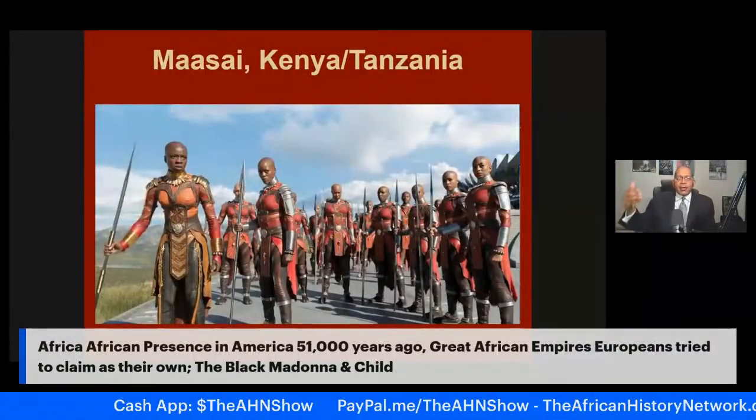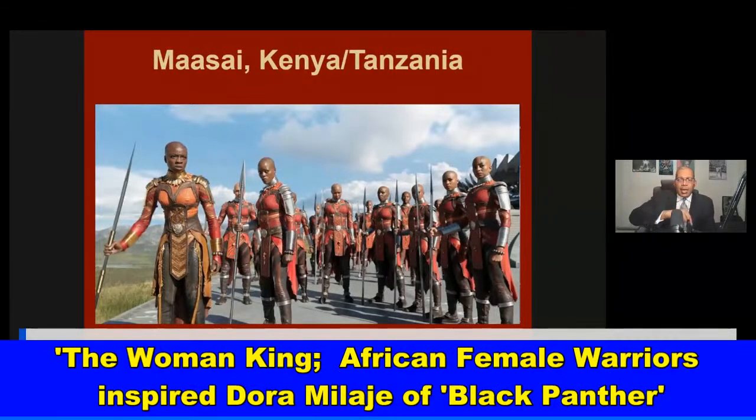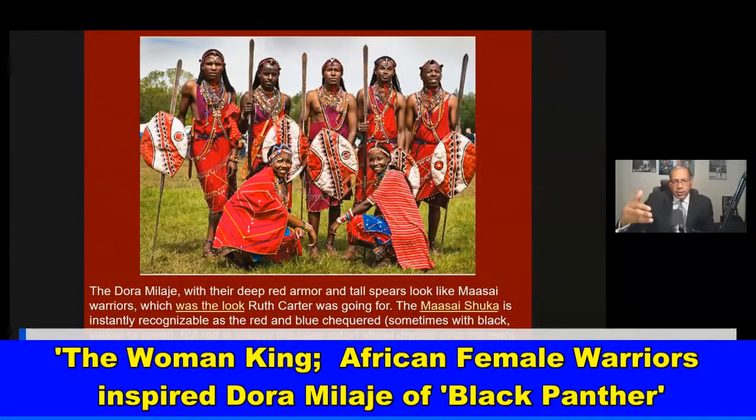All right. And then we know that the costumes of the Dora Milaje are inspired by the Maasai of Kenya. And the dress of the Maasai of Kenya and the colors from Kenya as well. The Dora Milaje with their deep red armor and tall spears look like Maasai warriors, which was the look that Ruth Carter was going for. The Maasai shuka is instantly recognizable as the red and blue checkered, sometimes with black, yellow, or green, but red is always the base color. And this is the shawl draped over the semi-nomadic Maasai.